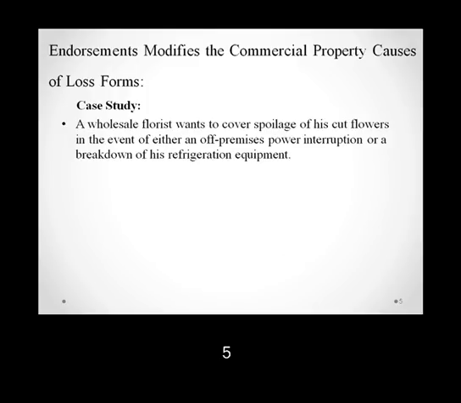What about someone who wants to cover the spoilage of his flowers in the event of either off-premise power interruption or on-premise breakdown of refrigeration equipment? What would he do? Well, he would go ahead and purchase the spoilage coverage endorsement so that both off-premise power interruption and on-premise breakdown of equipment will be covered.